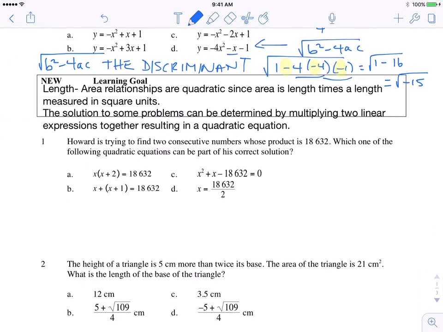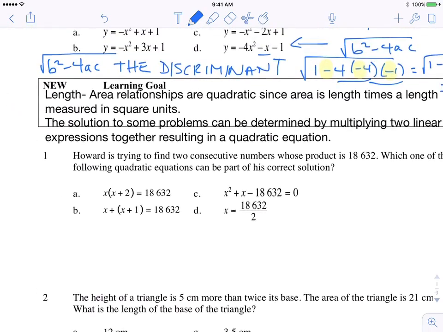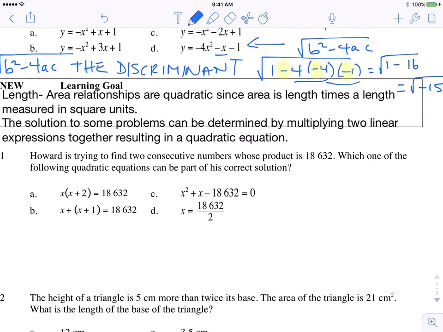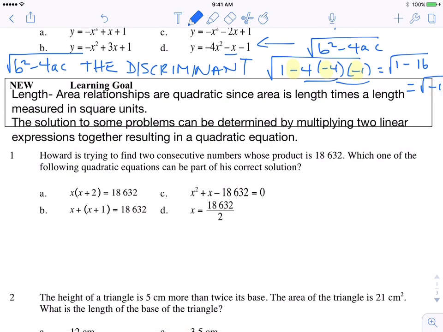Okay, let's look at this one. Let's look at our learning goals first. The length-area relationships are quadratic since area is length times a length, measured in square units. The solution to some problems can be determined by multiplying two linear expressions together, which results in a quadratic equation. So just like the first one says, if you multiply length times length, you'll get squared units. And so when you're multiplying two linear expressions, you get quadratic or square units.